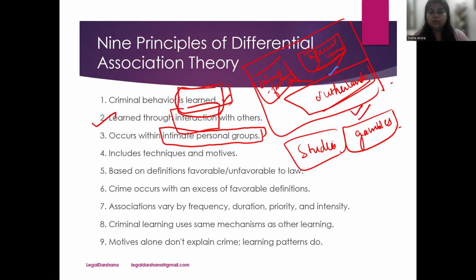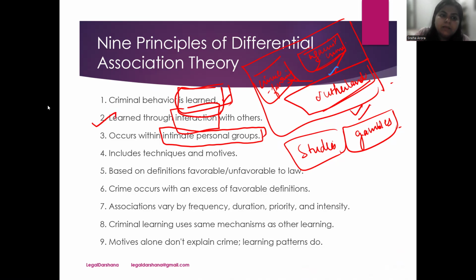Okay, so you may talk to a lot of people, but not every person falls in your intimate, close group. Right? So my intimate circle could be my family, my best friends from my school time, my friends from my childhood, or so. So the intimate personal groups and the interaction that you do with them progresses with how criminal behavior is learned. Then what is included in that learning?